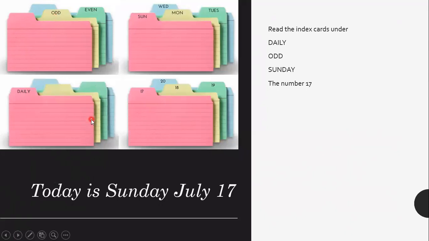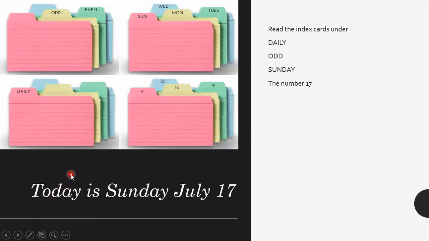And so here's another one. If today is Sunday, July 17th, right, I'm always going to read the daily tab. The 17 is an odd day, so I'm going to read it under odd. And then it's Sunday, so I'm going to read the index cards under Sunday. And then it's the 17th, so I'm going to read the card under 17. So that's pretty much how you figure out what you review each day.